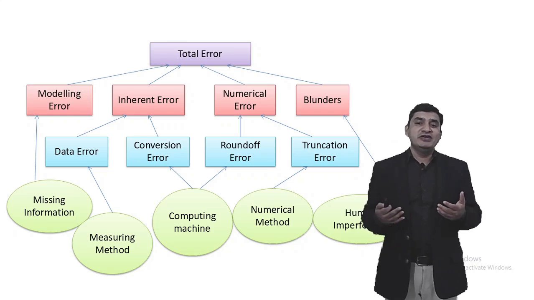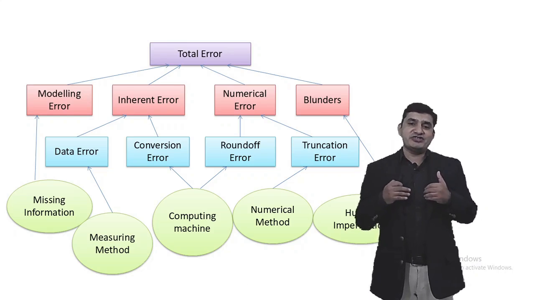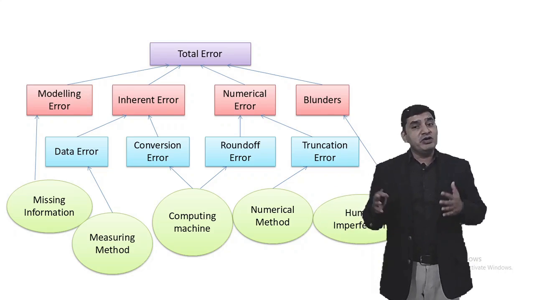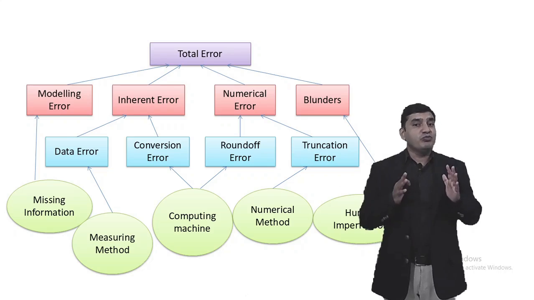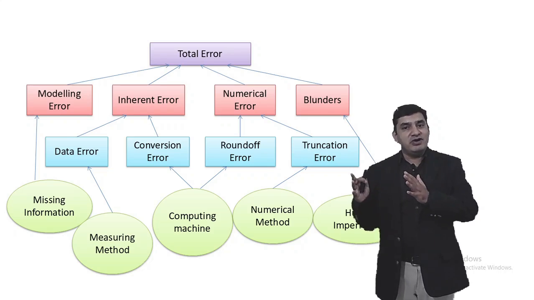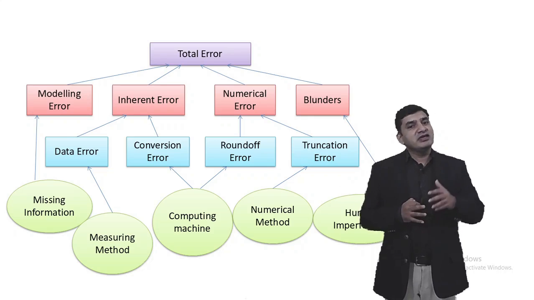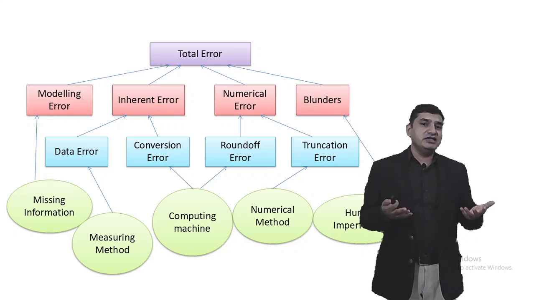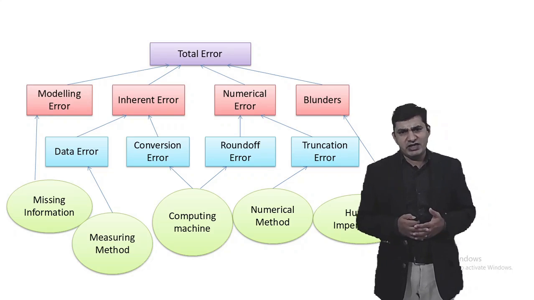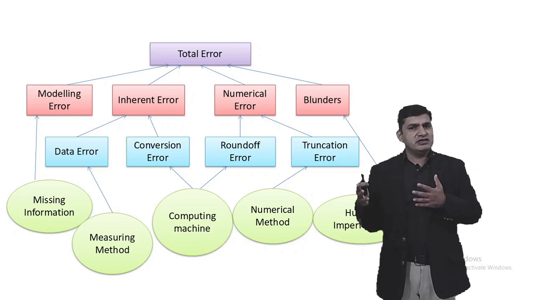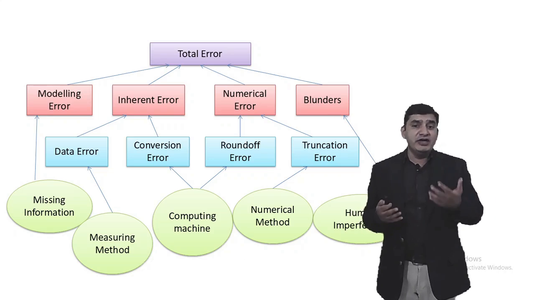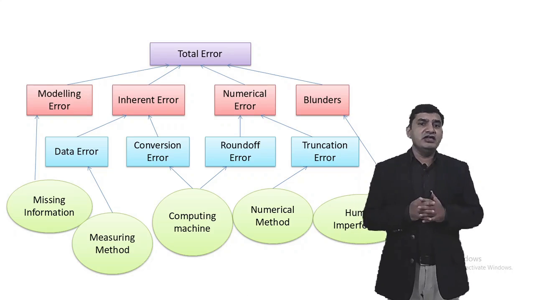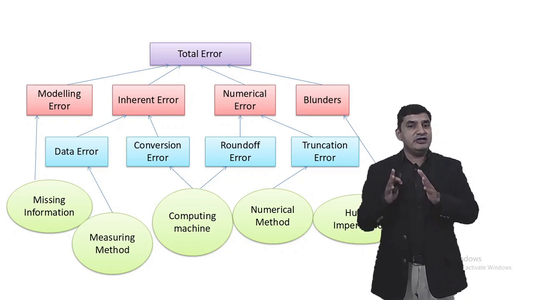Blunder is due to human imperfection. So it is a human error. Human imperfection: modeling error and blunder. Some information may be missing while writing the program, and this is the modeling error. And some faults are introduced due to human imperfection, and that is the blunder. But generally, we have to consider inherent error and numerical error.